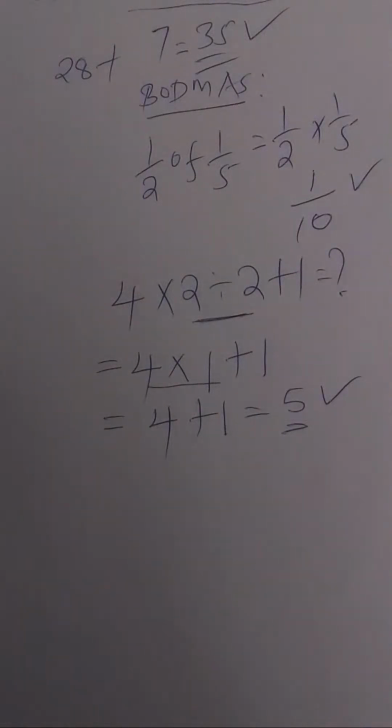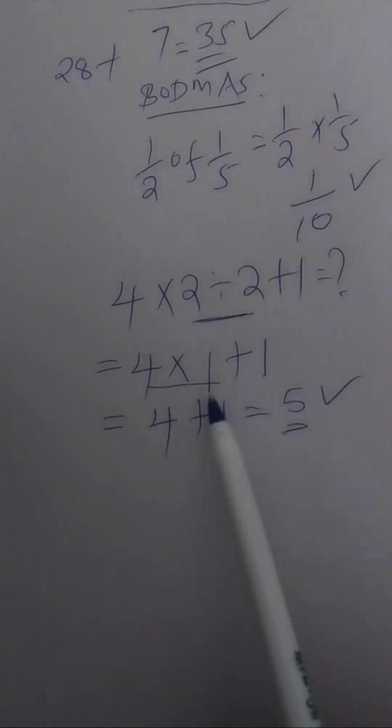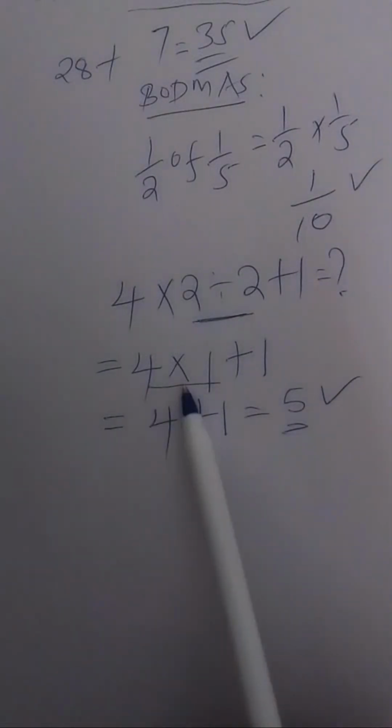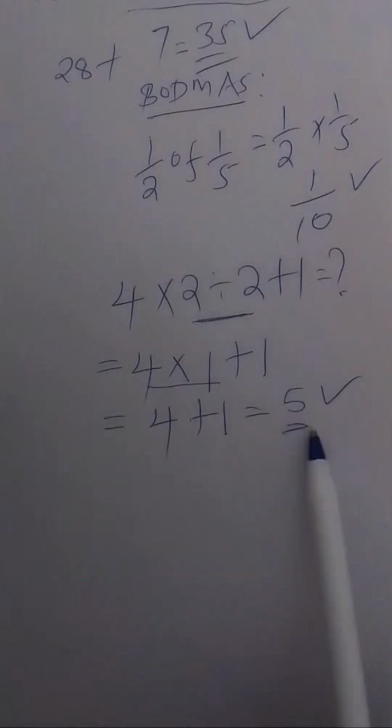Yeah, 2 divided by 2, remember, it's 1. So now we shall have 4 times 1, then plus 1. Then 4 times 1 is 4, then plus 1 is 5.